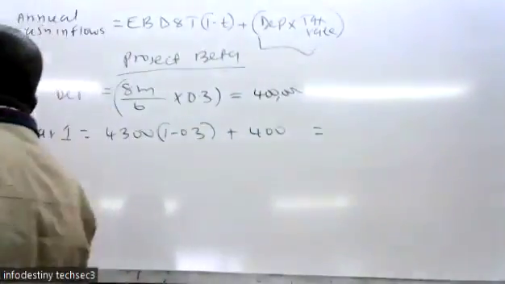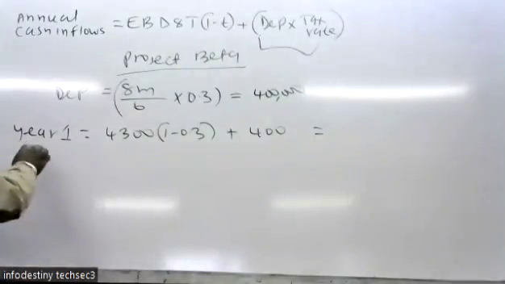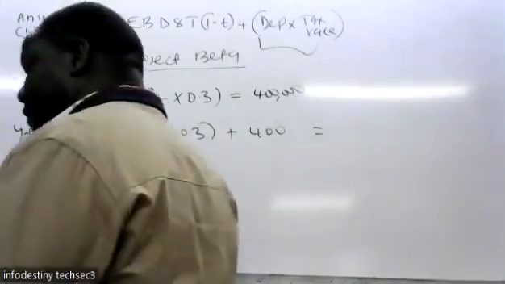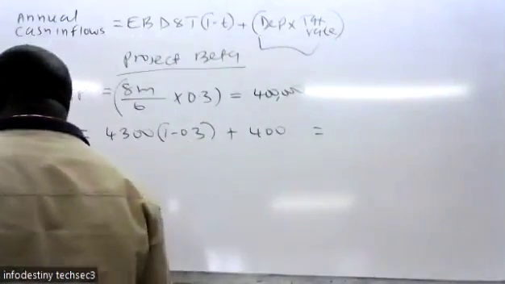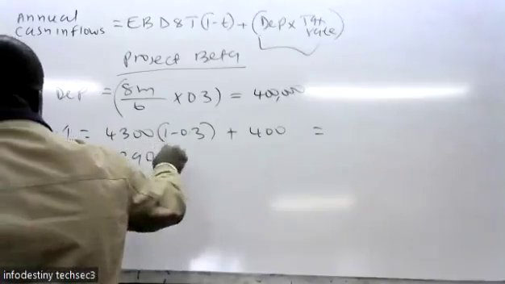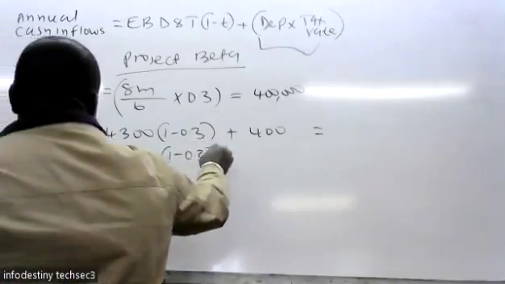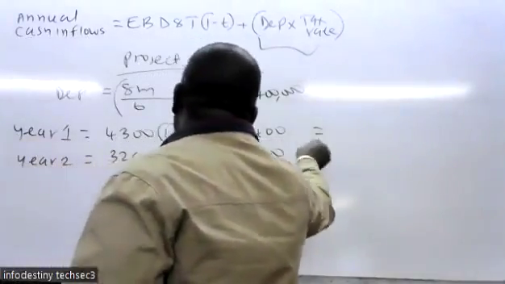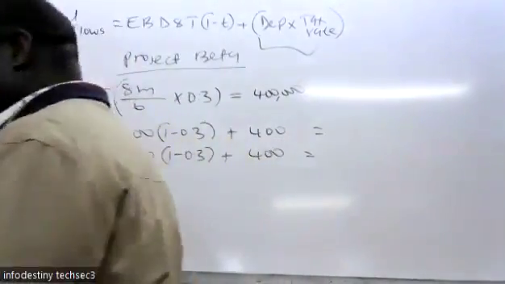Then we go to year two. Year two, it will be 3290. 3290, 1 minus 0.3. Also add the 400 you get for that.